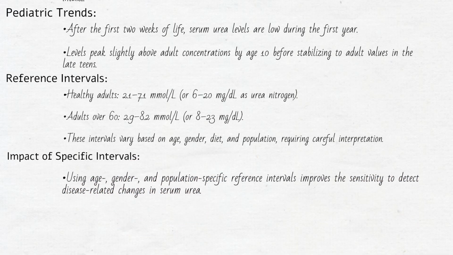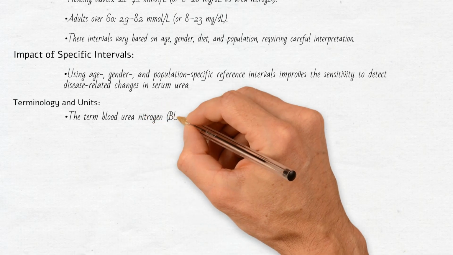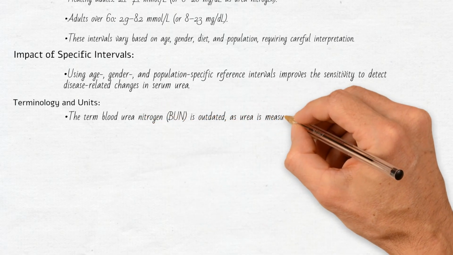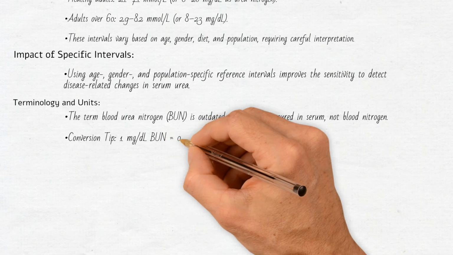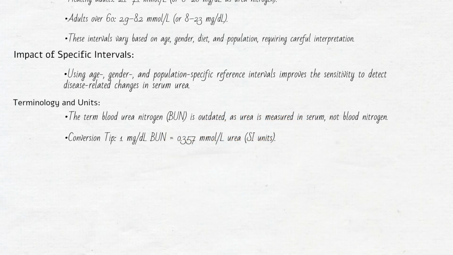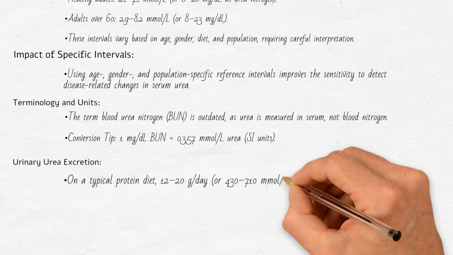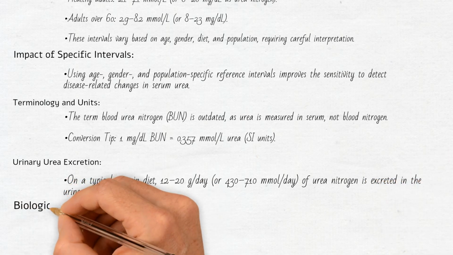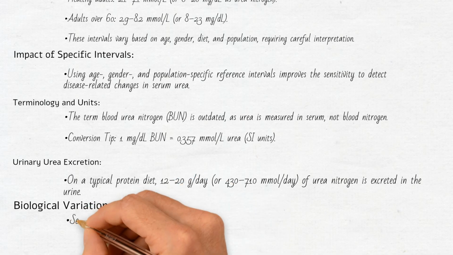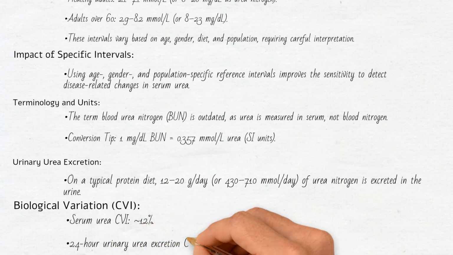Terminology and units. The term blood urea nitrogen, BUN, is outdated, as urea is measured in serum, not blood nitrogen. Conversion tip: 1 mg per deciliter BUN equals 0.357 millimole per liter urea, SI units. Urinary urea excretion. On a typical protein diet, 12 to 20 grams per day, or 430 to 710 millimole per day, of urea nitrogen is excreted in the urine. Biological variation, CVI. Serum urea CVI, 12%. 24-hour urinary urea excretion CVI, 18%.